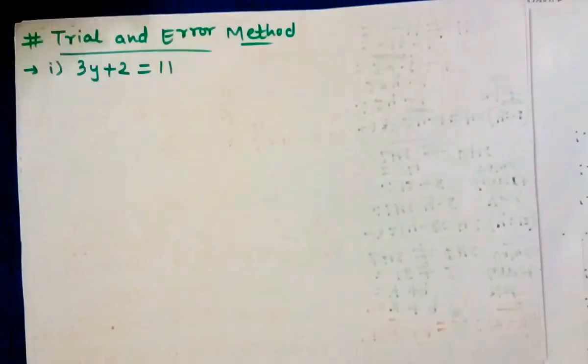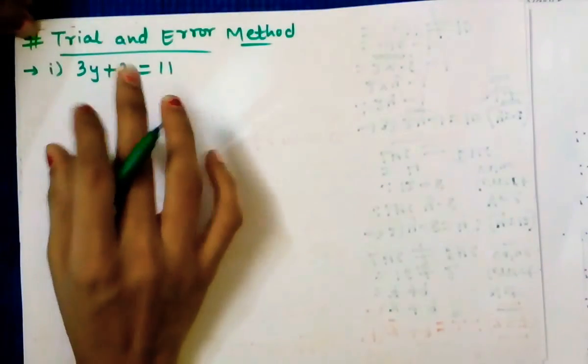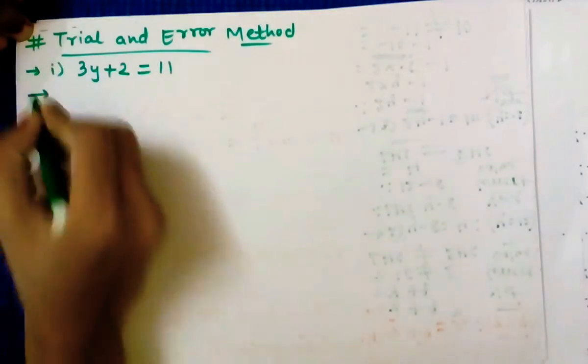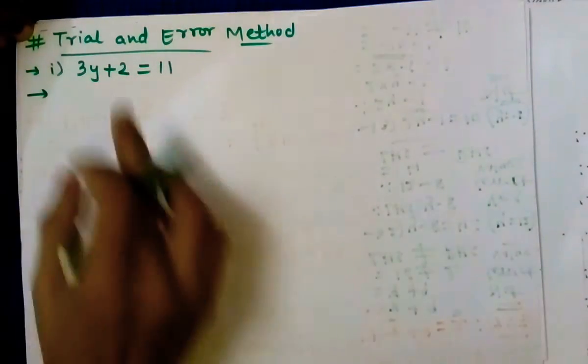So let us start. I have taken one example, suppose this is the equation, and by the trial and error method we have to find out the correct value of y. So I will check by putting which value we get 11.